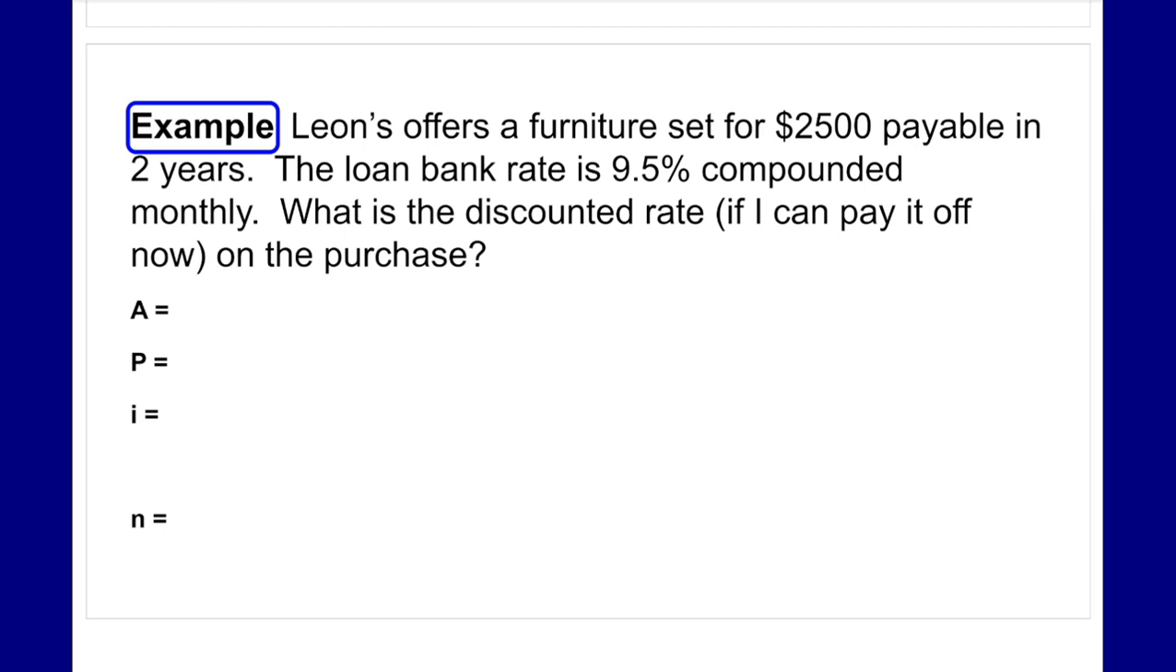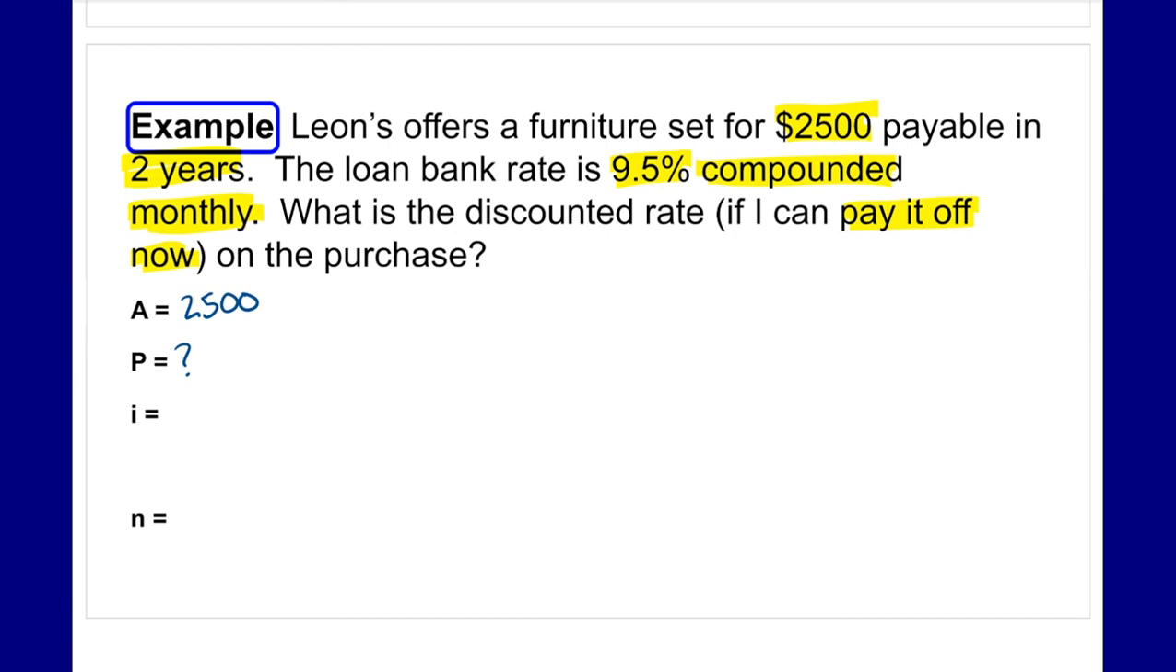So, finding our key values. $2,500 payable in 2 years. The loan rate is 9.5% compounded monthly. And we want to know what's the discounted rate, or if I pay it off now. So again, that's the key thing. We're looking for now, so we're looking for a present value. The future value, if I pay it off at the end of 2 years, will be $2,500.